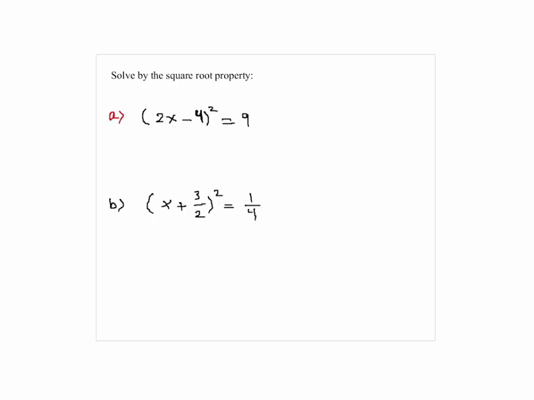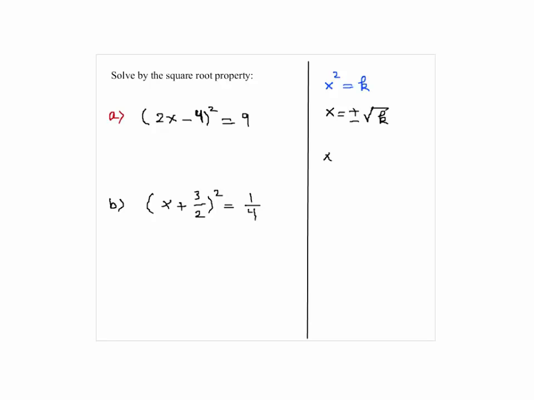Okay, solve by square root property. If I have something squared, like x squared is equal to a constant k, k could be any number. Can somebody tell me how to solve for x? X equal to plus or minus radical k. Very good. X will be plus or minus radical k.